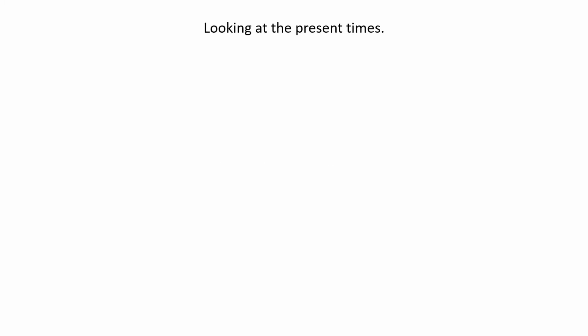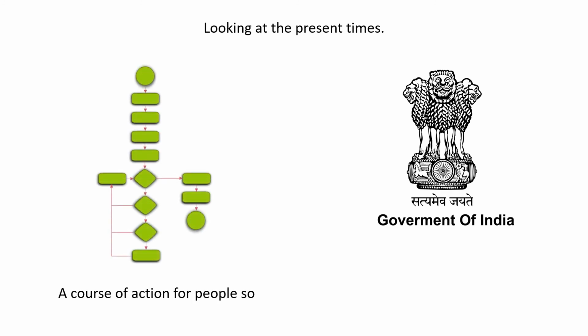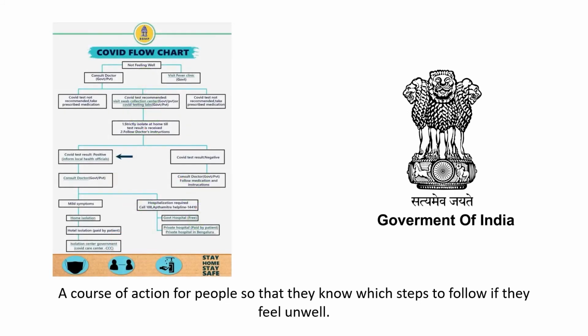An example of a flowchart is shown here. Looking at the present times, the Government of India prepared a flowchart or a course of action for people so that they know which steps to follow if they feel unwell. The image gives us a process-oriented approach that helps the citizens to know what they need to do in case they feel symptomatic.